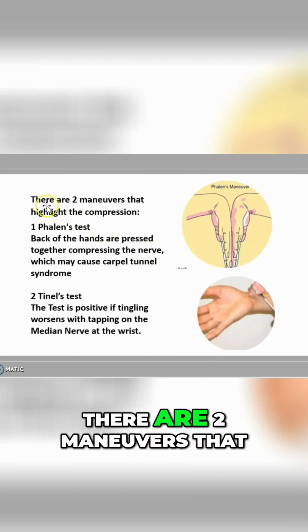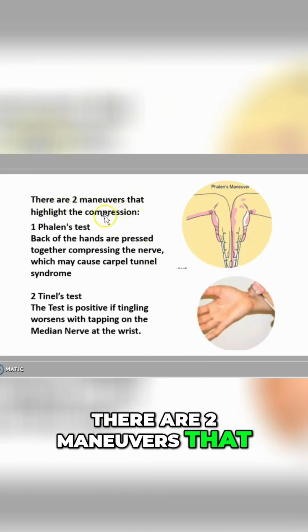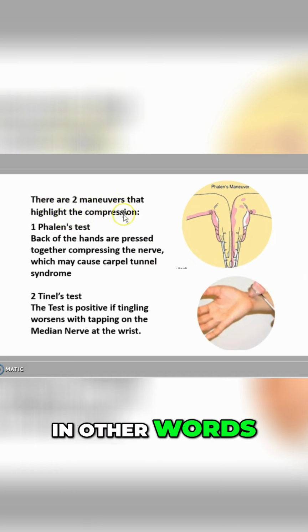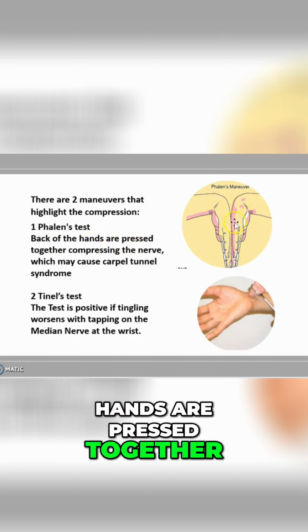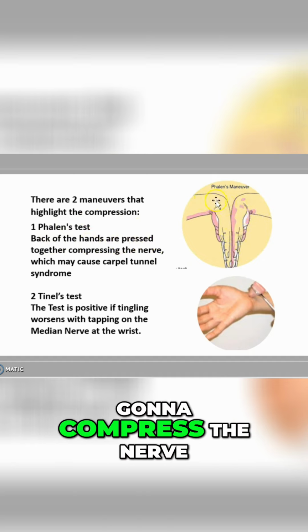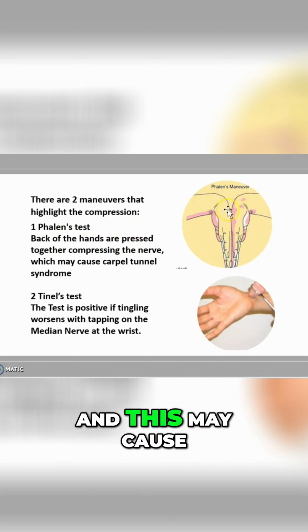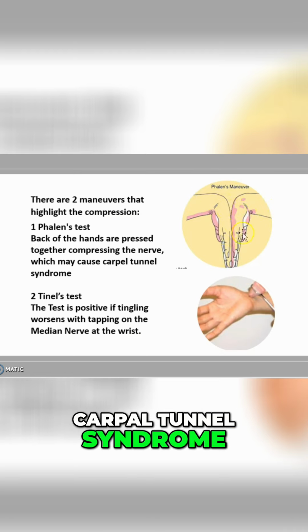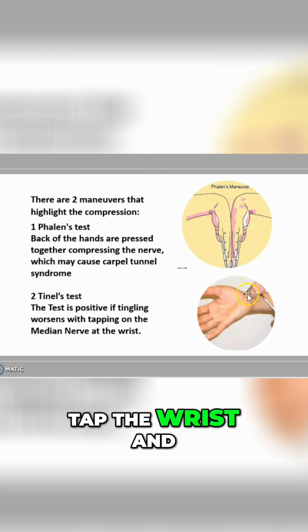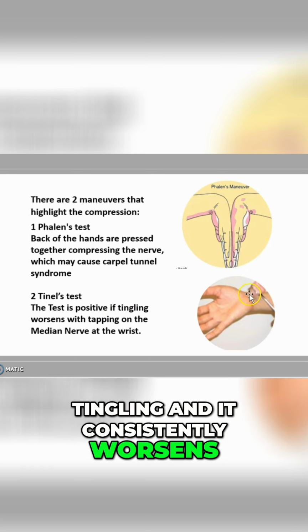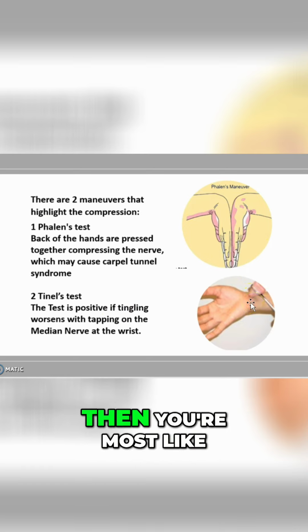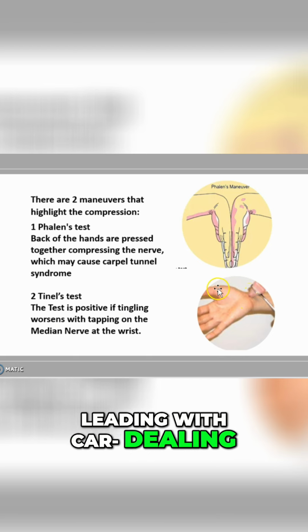So there are two maneuvers that we can use to highlight the compression, or in other words find out if a person is dealing with carpal tunnel syndrome. So basically the backs of the hands are pressed together, which is going to compress the nerve, and this may cause carpal tunnel syndrome symptoms. Then you're going to repeatedly tap the wrist, and if there is tingling and it consistently worsens with the tapping, then you are most likely dealing with carpal tunnel syndrome.